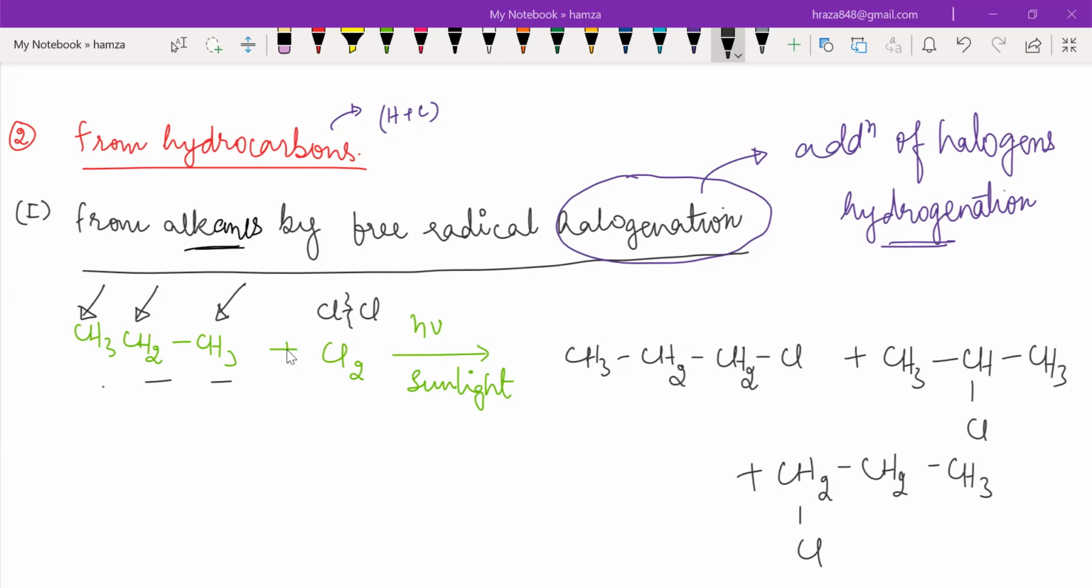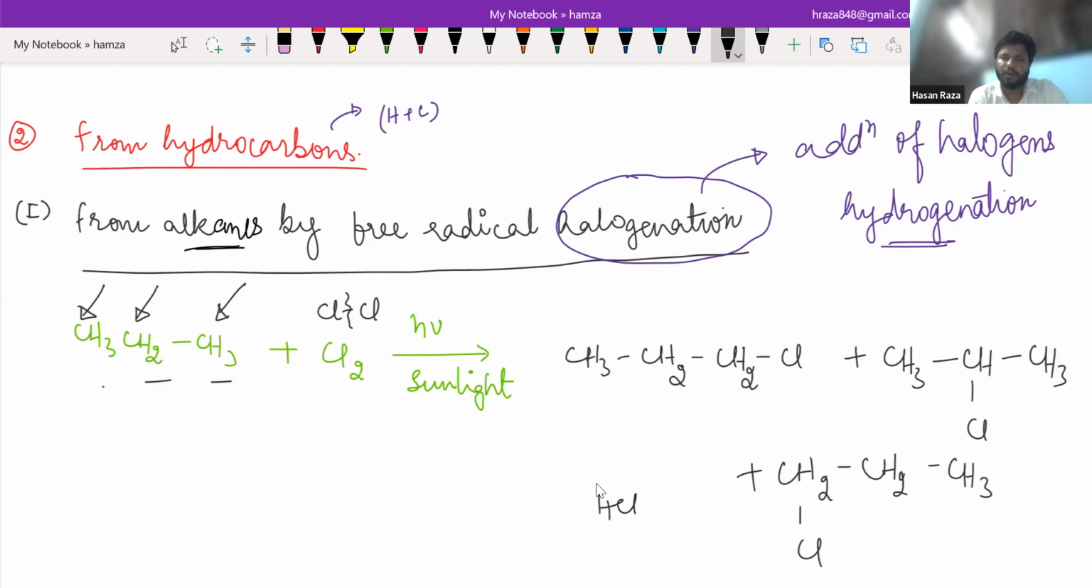You know what substitution is? Everyone knows about it. Yes, sir. Replacing. So what you need to do is just replace one hydrogen with chlorine, and the byproduct will be HCl, because you can see hydrogen is coming out from here and one of the chlorine will combine with it to form HCl as a byproduct.